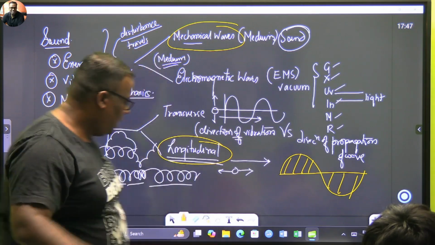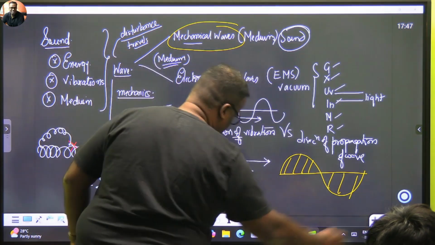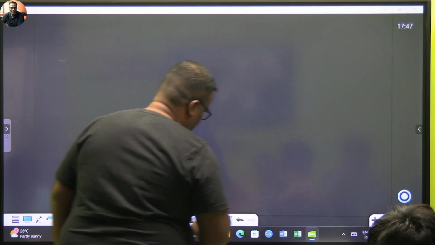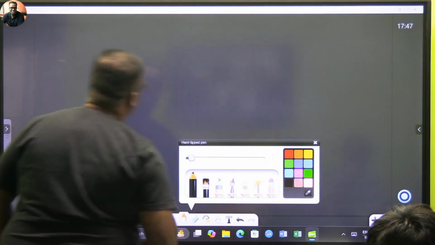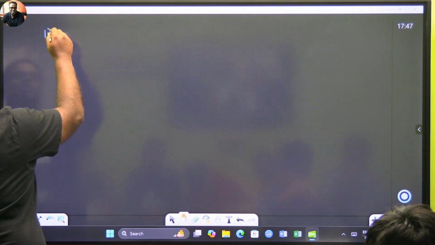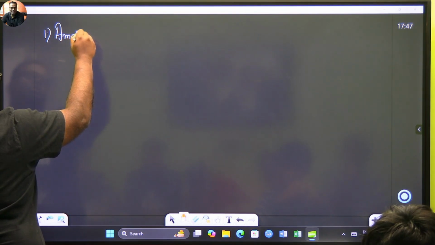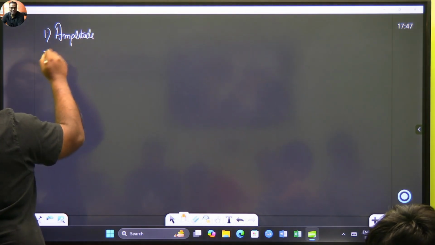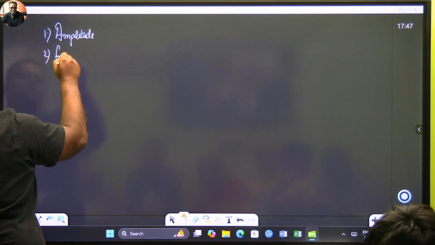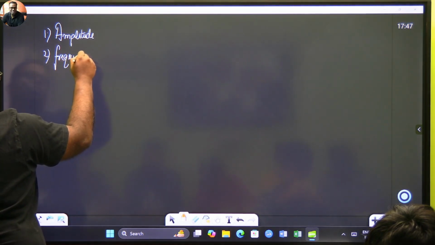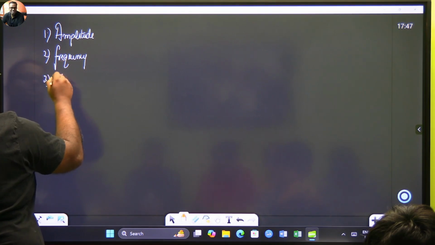ठीक है? 9th grade में हमें जो चीज चाहिए समझने के लिए इसमें, that is, we should understand some parameters related to the wave. Number 1, what do you understand by amplitude? What do you understand by frequency? And what do you understand by time period?